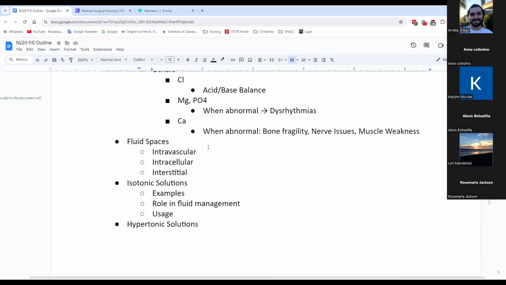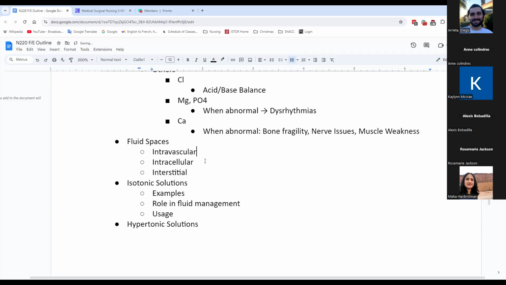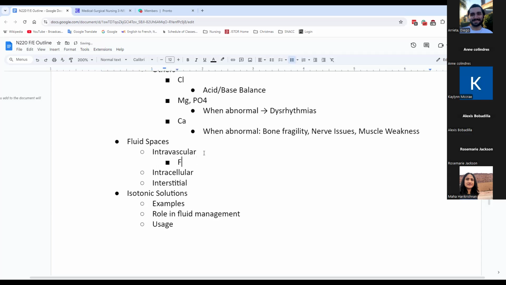Just a quick thing here, can someone explain intravascular versus intracellular versus interstitial? Just the quickies. Can try. Yeah, go for it. So the extracellular is basically divided into the intravascular and the interstitial. Basically, any fluid that's outside the cell, so that includes within the blood vessels and the spaces between the cells. And the other type is intracellular, so basically all the fluid within the cells.